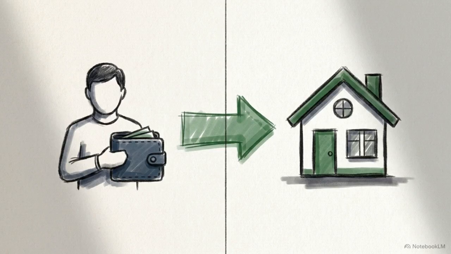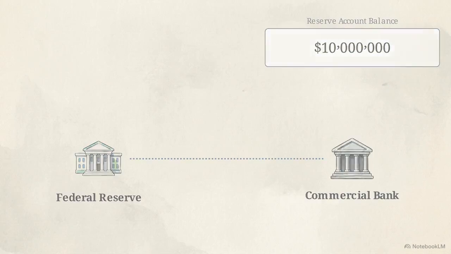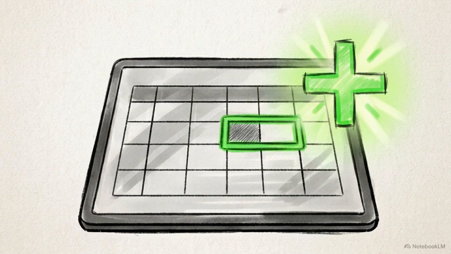When you or I buy an asset, we have to spend money we've already earned. But when the Fed buys a bond from a commercial bank, they pay for it simply by typing a larger number into that bank's digital account. They aren't spending existing cash, they are creating the payment the moment they make the entry.